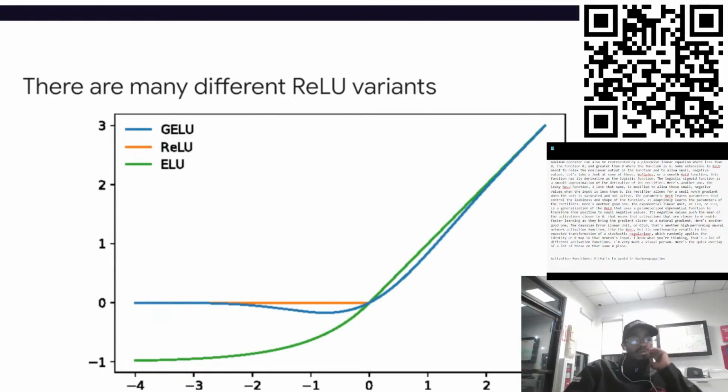Its negative values push the mean of the activations closer to 0. That means that activations closer to 0 enable faster learning as they bring the gradient closer to a natural gradient.